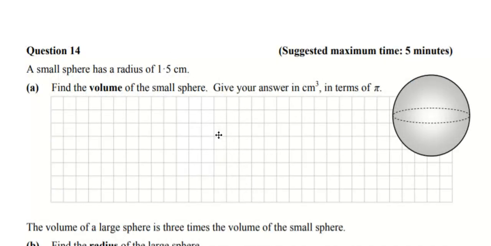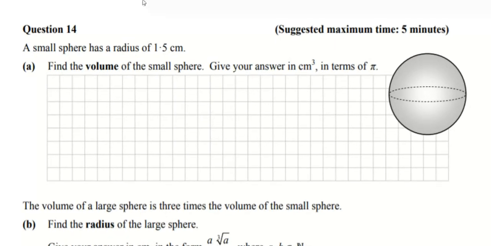Last question on this one, question 14. A small sphere has a radius of 1.5 centimeters. Find the volume of the small sphere. So it's 4 over 3 pi r cubed. In terms of pi, it's 4 over 3 pi times 1.5 cubed. Put all that into the calculator. And you should get 9 over 2.